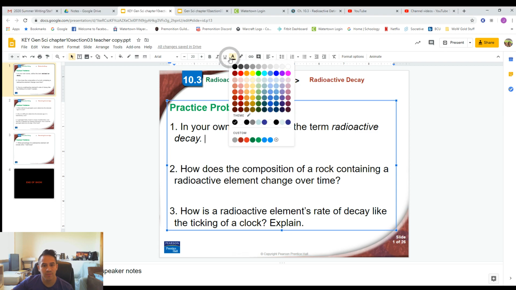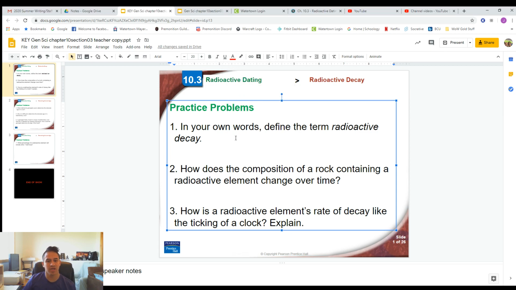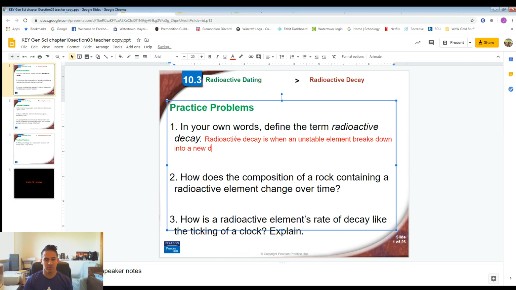Alright, so remember that radioactive decay is when we have an unstable element that is breaking down into a different element over a set period of time. So we're going to say something along those lines. So we'll say radioactive decay is when an unstable element breaks down into a new element over time and gives off energy or radiation. All right, something along those lines.